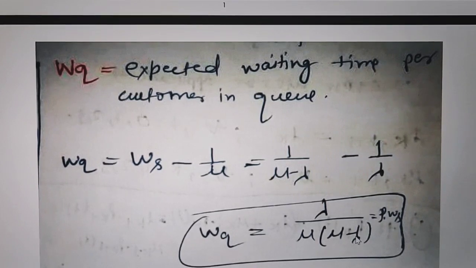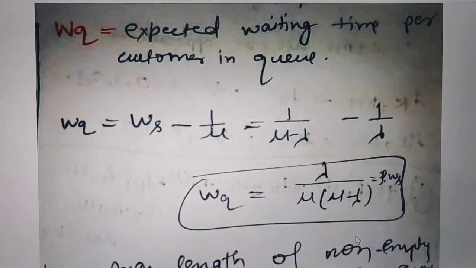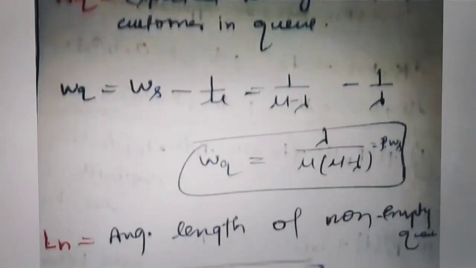So what is WQ? WQ is the expected waiting time per customer in the queue. So we can also write WQ is equal to WS minus 1 upon mu, which is equal to 1 upon mu minus lambda minus 1 by mu. So on simplifying it, we will be left with WQ is equal to rho into WS.